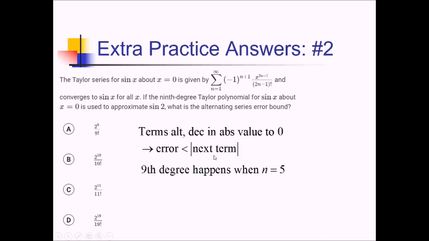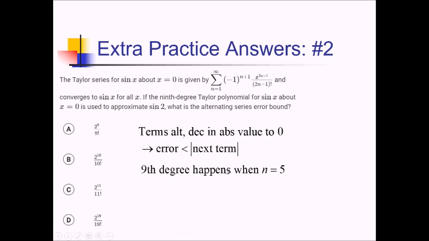Now there's a little bit more that we also have to put in this absolute value for this next term, because we need an actual x value in there. But the x value is just whatever you were plugging into the sine function itself, which in this case is 2. So given all that, we can write that the error is going to be less than the absolute value of this term, this formula, with 2 plugged in for x and 6 plugged in for n.